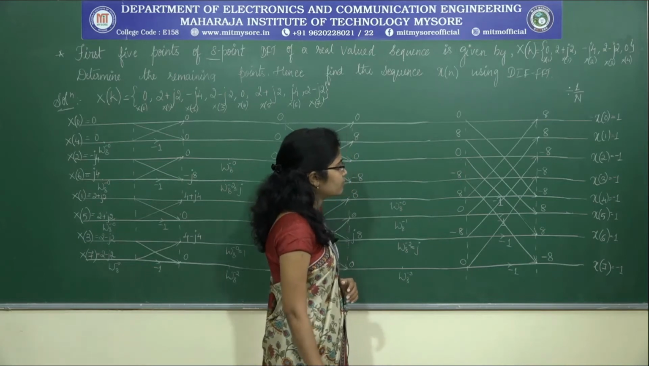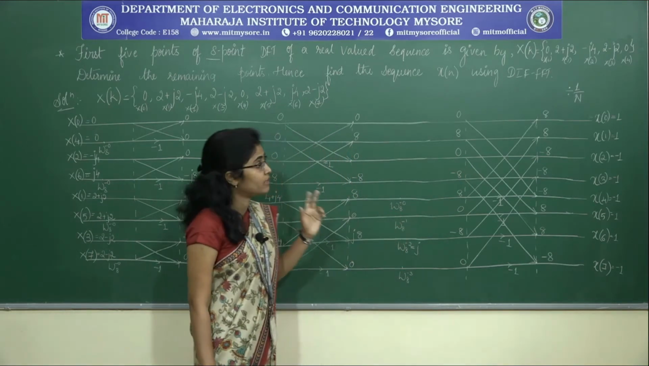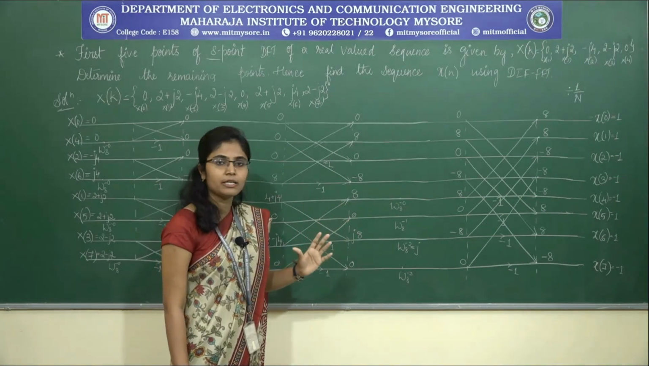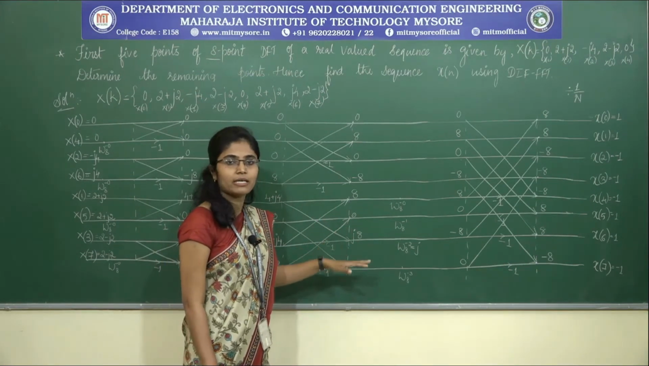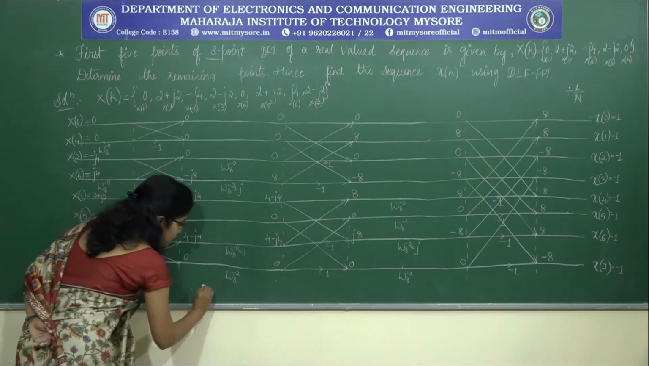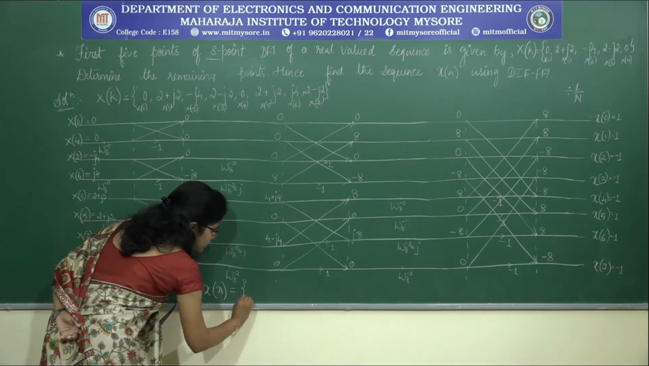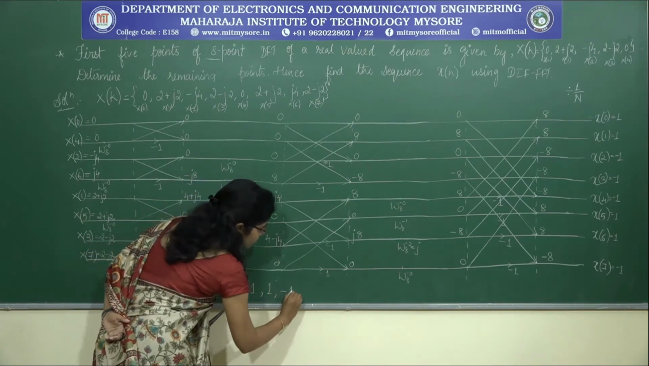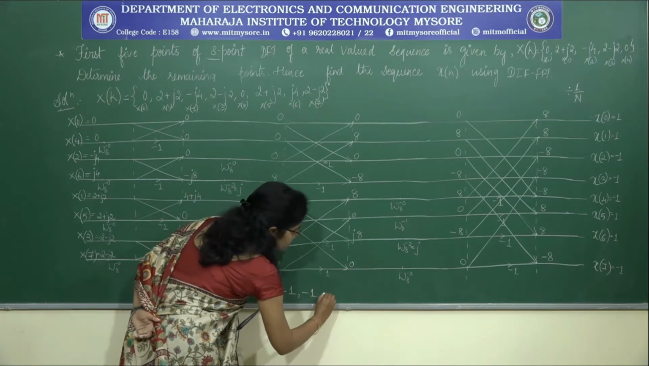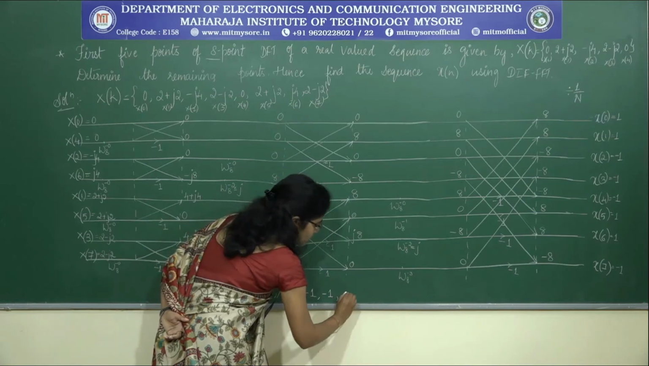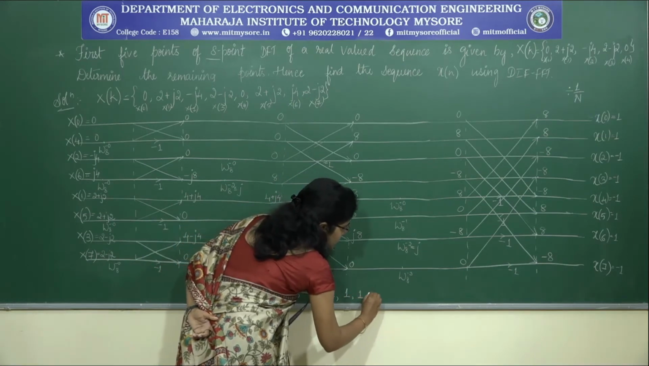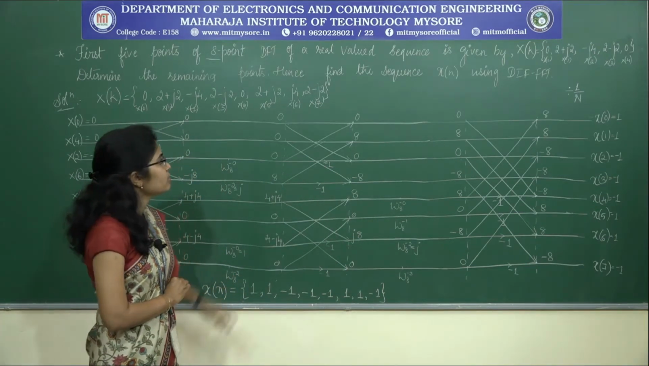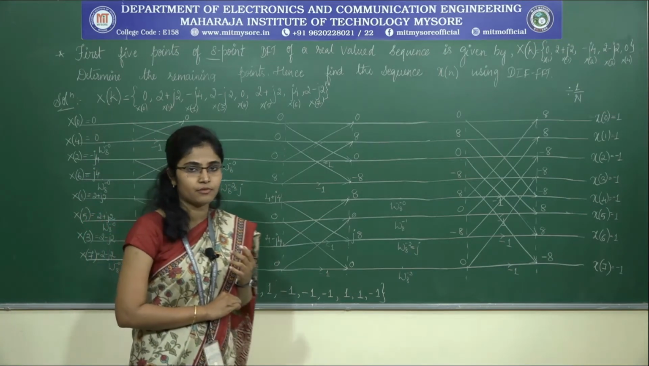So this is how we can find out the IDFT of any given sequence with the help of DIF FFT algorithm. Now we found out this output. Now let me tabulate those things in order to get the final sequence, that is x of n. Therefore, x of n is equal to, what is x of 0? It is 1. x of 1 is also equal to 1. x of 2 is minus 1. x of 3 is minus 1. x of 4 is minus 1. x of 5 is 1. x of 6 is 1. x of 7 is minus 1. Like this, we can find out the IDFT for the given sequence with the help of DIF FFT algorithm.